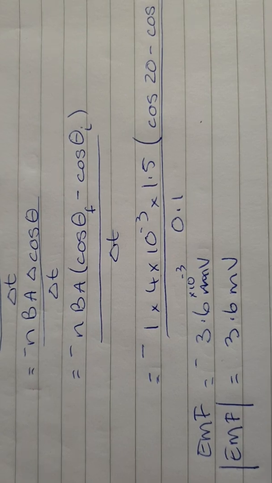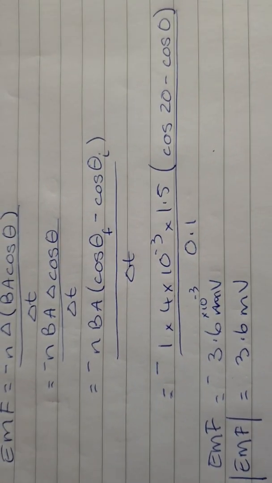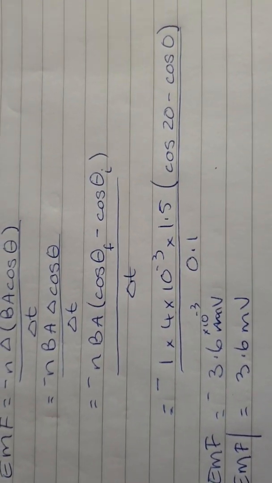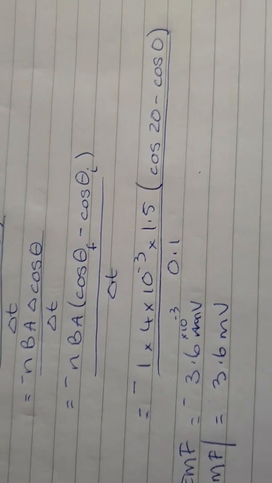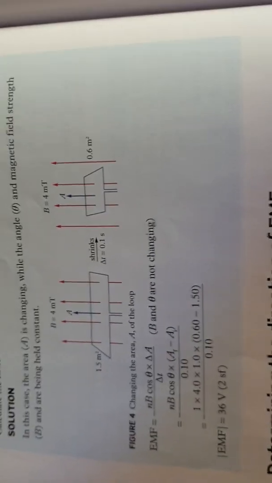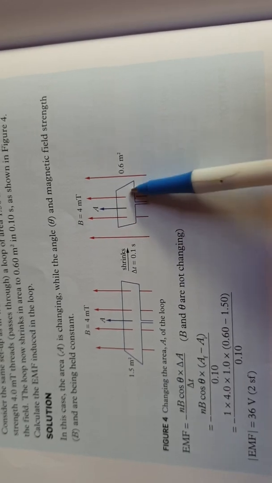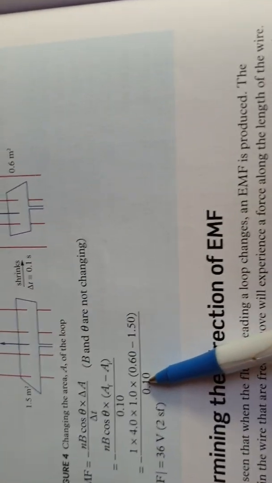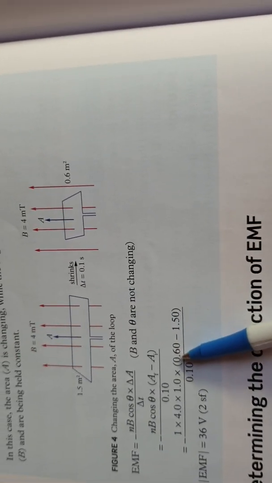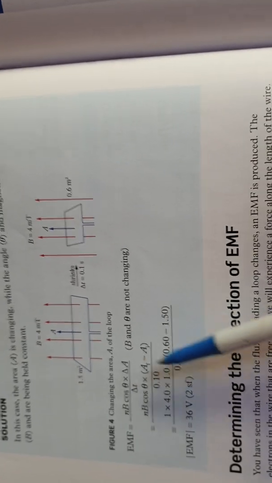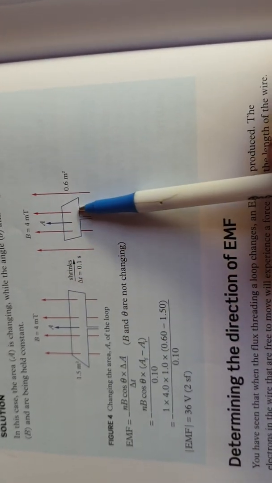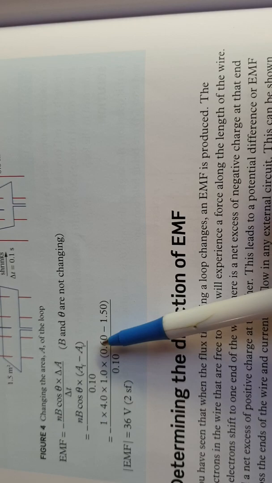The next example is the same again, only this time they're changing the area. So if you look at it in your textbook, I won't work it out because it's straightforward now that you know how to do it. The area of the loop has changed. It's gotten smaller. So it went from 1.5 down to 0.6.